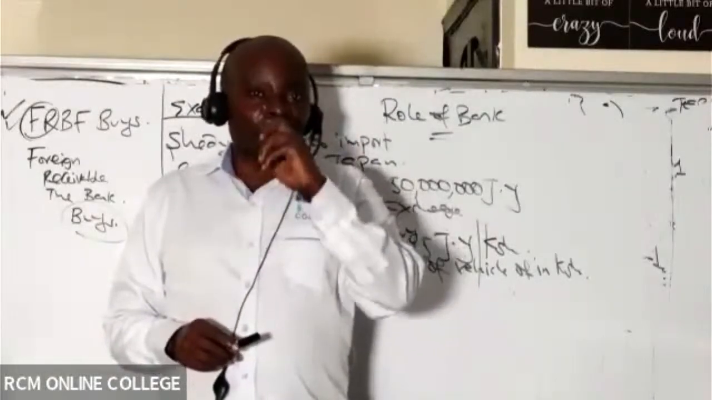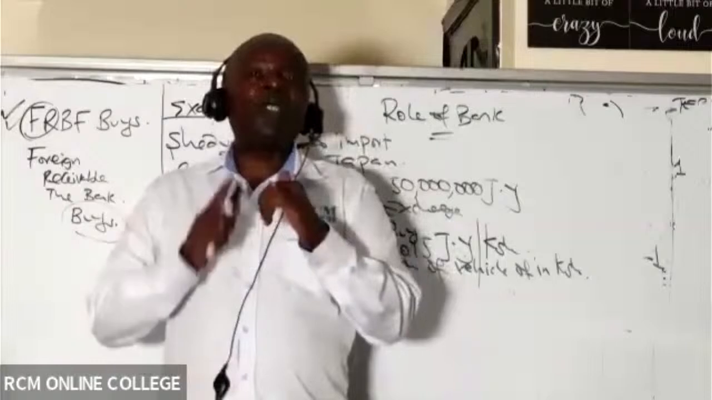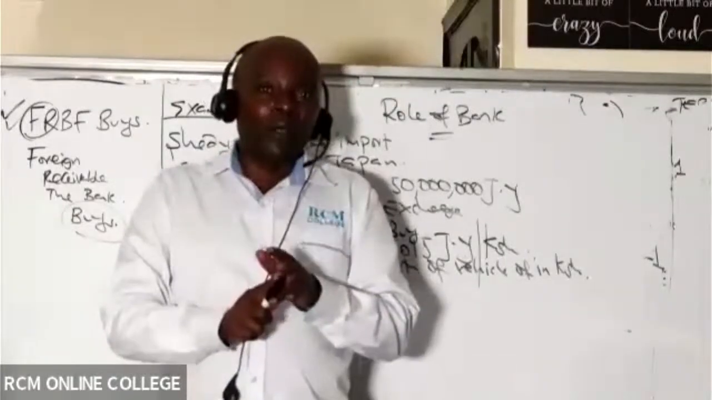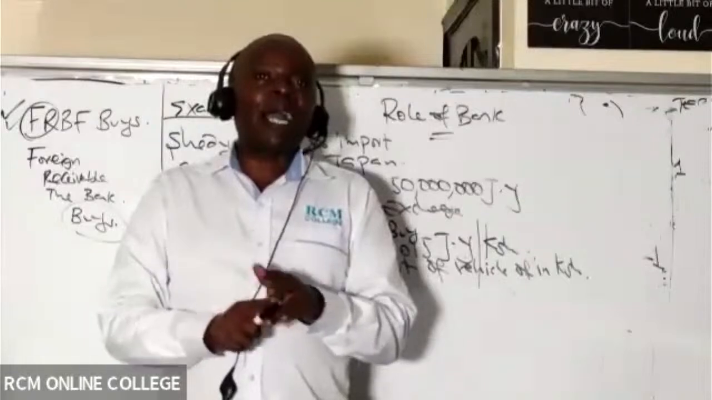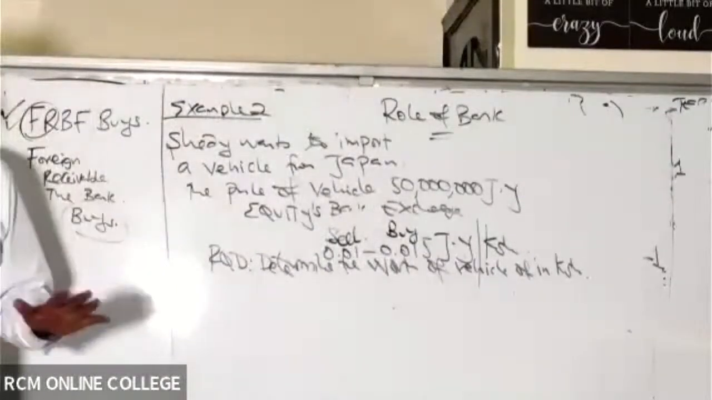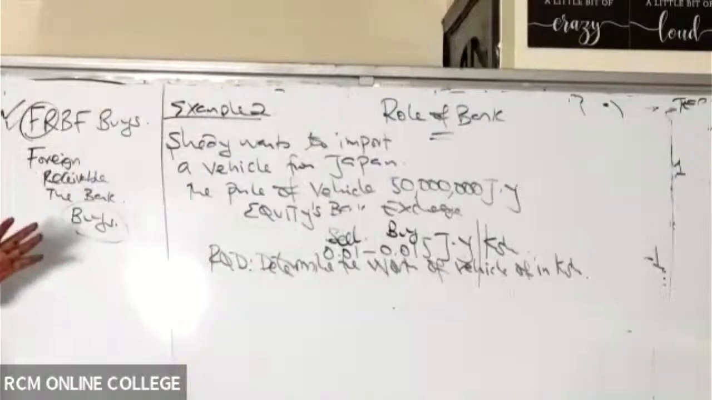We shall be doing what we call money markets. But for now, I would want you to appreciate that for a foreign payable, the bank sells. For a foreign receivable, the bank does what here? The bank buys. Very, very important. If we are able to understand this, then we are very good.